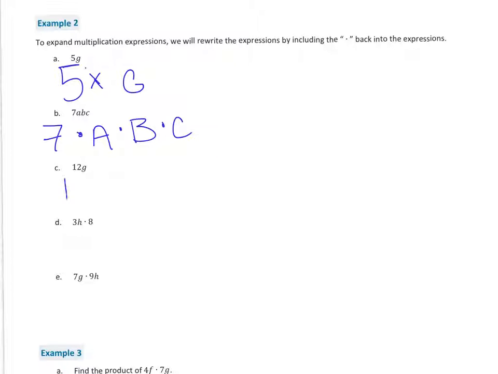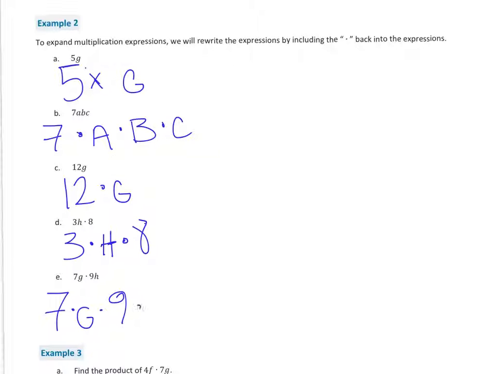So for c, we're going to go with 12 times g. Now this could be a little bit longer. This could be 3 times h times 8. And then the last one we could expand out further with 7 times g times 9 times h.